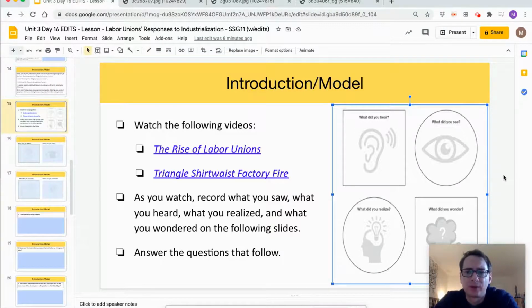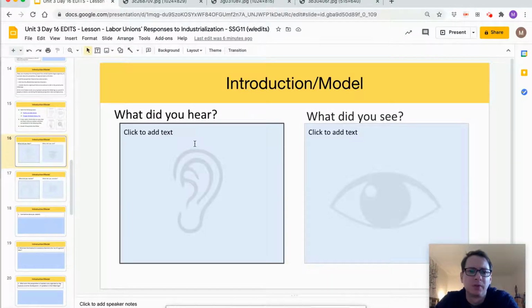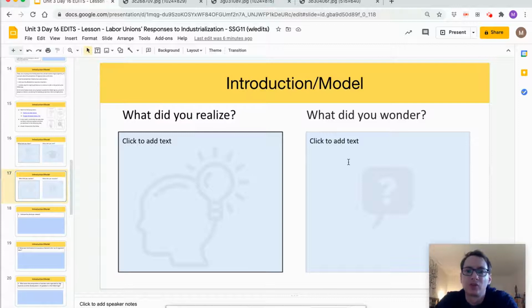So after watching the videos, here's the space to record what you heard, what you saw, what you realized, and what you wondered.